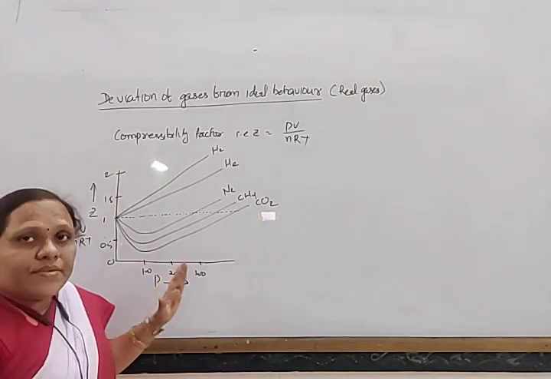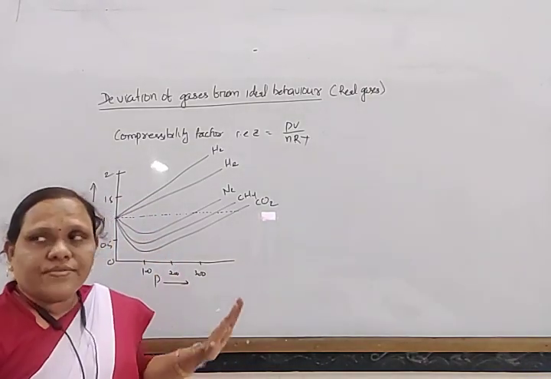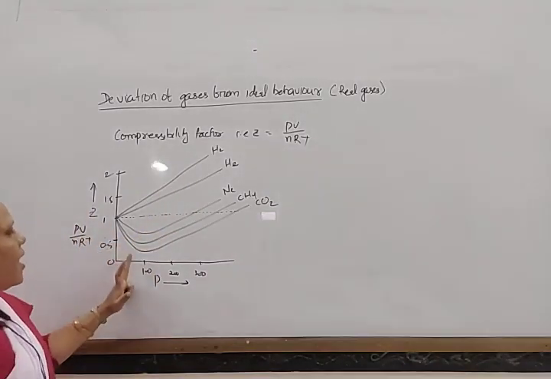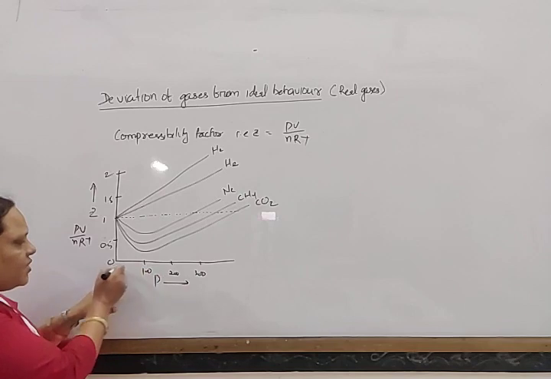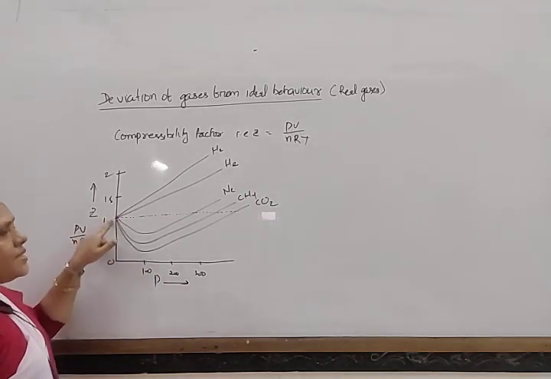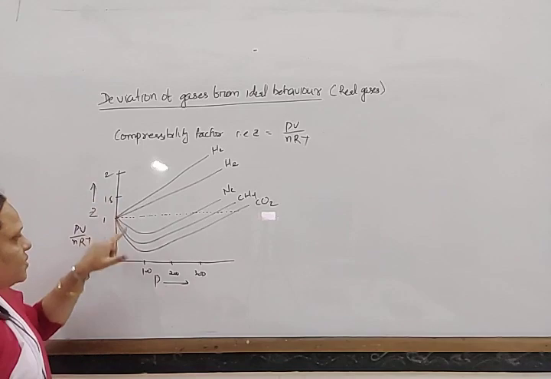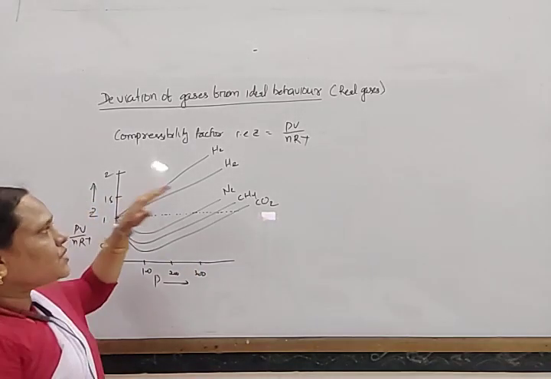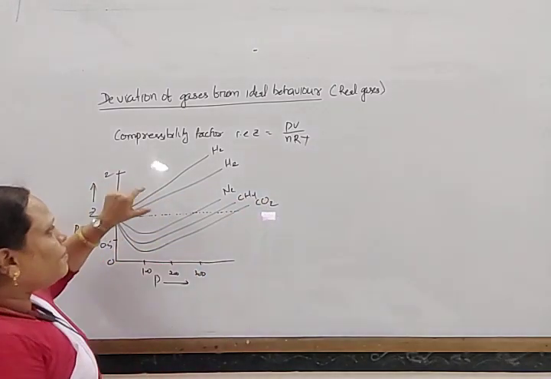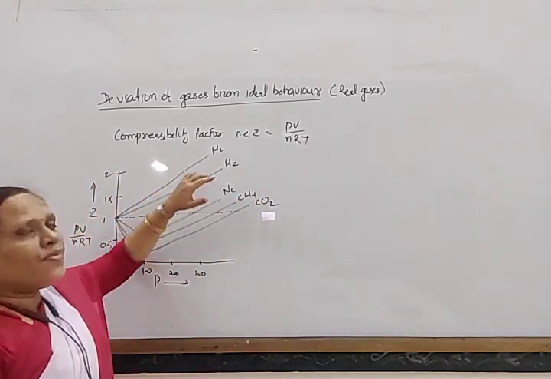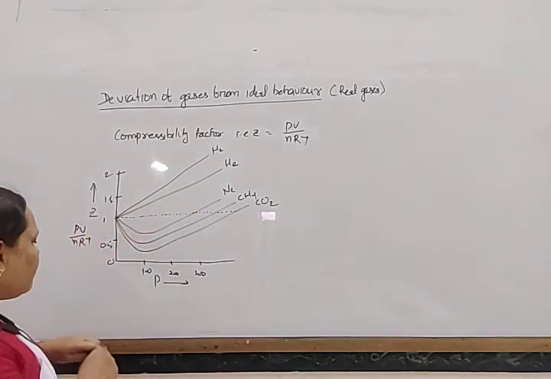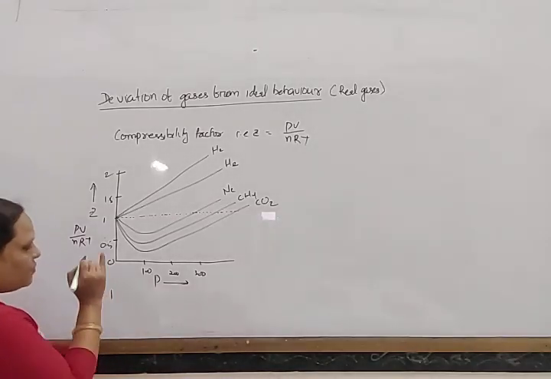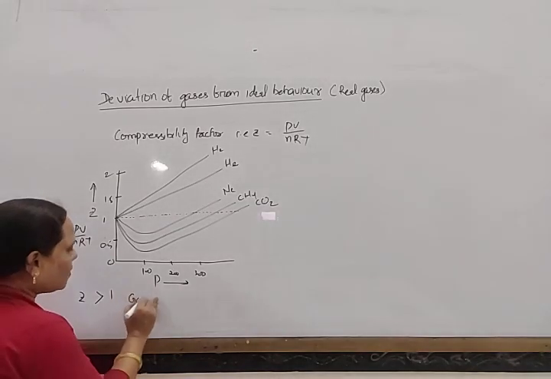So this is the real behavior, and from this graph, it is studied that gases show ideal behavior at low pressure. When the pressure is very low, its value is nearly equal to 1, and as the pressure increases, gases show maximum deviation. Some gases like hydrogen and helium have a higher value than 1. So when the Z value is greater than 1, gases show positive deviation.